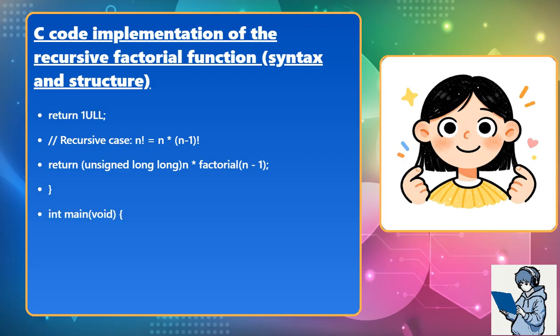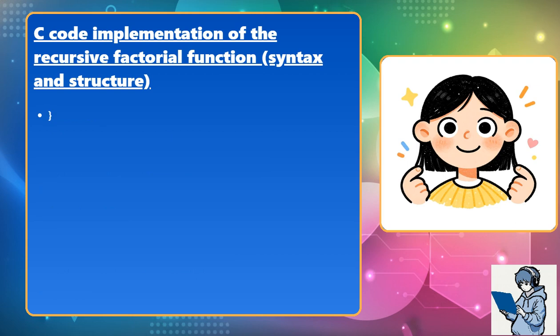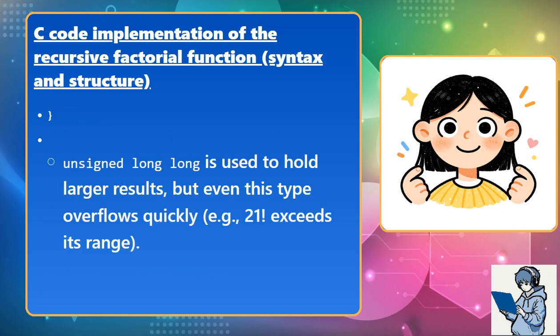Close brace. int main(void). int n equals 5. printf "%d factorial equals %lu newline" with n and factorial(n). Return 0. Close brace. Unsigned long is used to hold larger results, but even this type overflows quickly, e.g. 21 factorial exceeds its range.